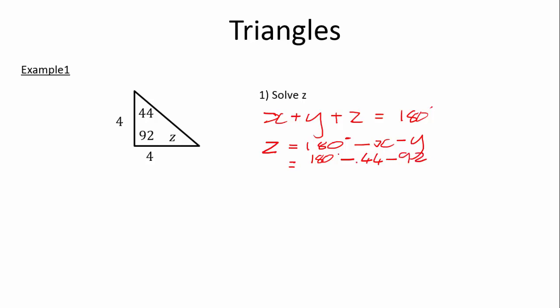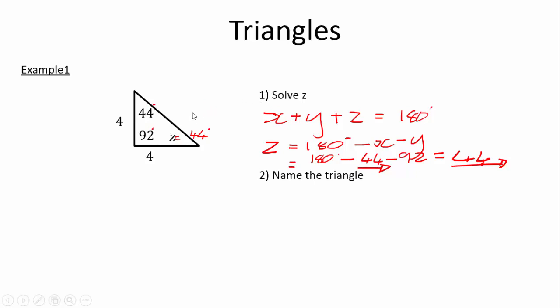So what do these minus each other add up to? So what is 44 plus 92? That's 136. 180 minus 136 is 44. Oh, these are exactly the same over here. Okay, that's interesting. So this Z is equal to 44 degrees. You can put your degrees sign above it.